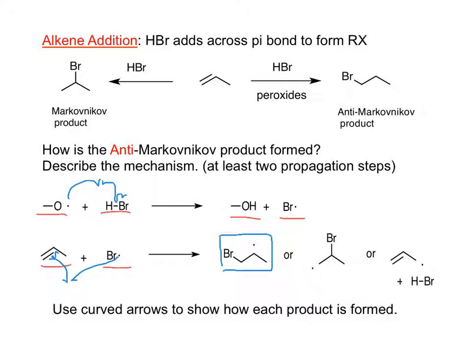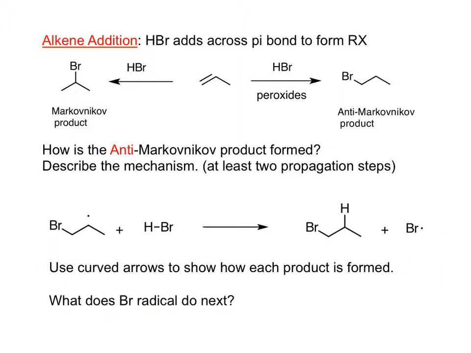The radical product that forms is a secondary radical, which is more stable than a primary radical or primary allylic radical. Radical stability follows the same trend as carbocation stability. There is a third propagation step in this radical mechanism. The secondary radical reacts with HBr to form the anti-Markovnikov product and Br radical.